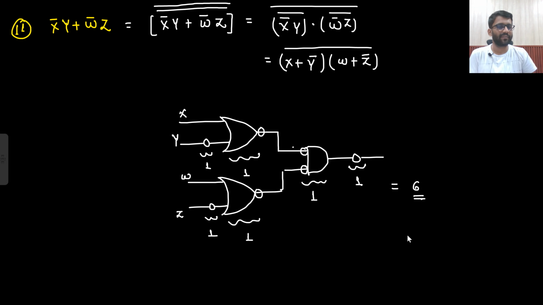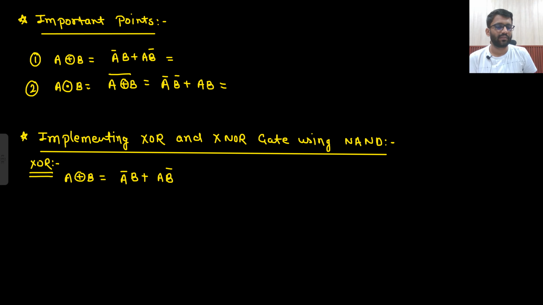Now we will implement XNOR and XOR gate using NAND gate and NOR gate. But before that, one important thing is there. So you know this thing, right? A XOR B is A bar B plus A B bar. This can be replaced in another way. How can it be replaced? A bar plus B bar into A plus B. If you solve it, what will you get?